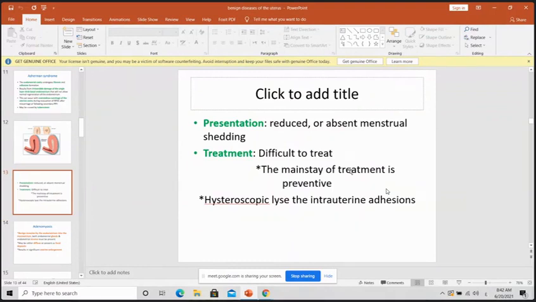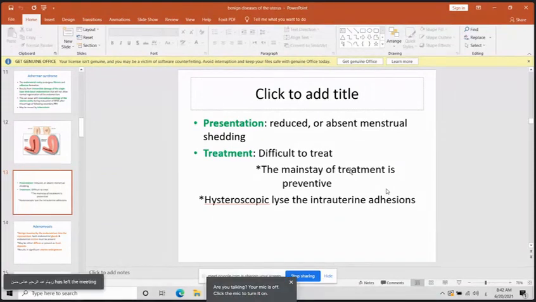Therefore, the treatment here is mainly preventive. That is to say, by avoiding excessive curettage of the uterine cavity during evacuation of a retained product of conception. Otherwise, the treatment option available here is just the lysis of intrauterine adhesions via the hysteroscopic method. That means we have no option other than just dividing the adhesions, because the basal endometrium, in fact, we cannot recreate if it is already destroyed.